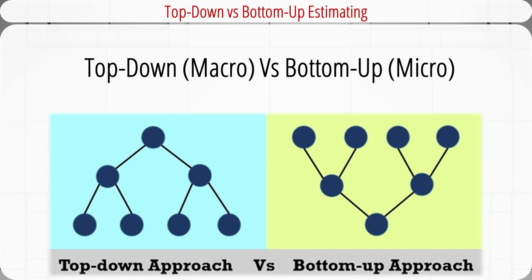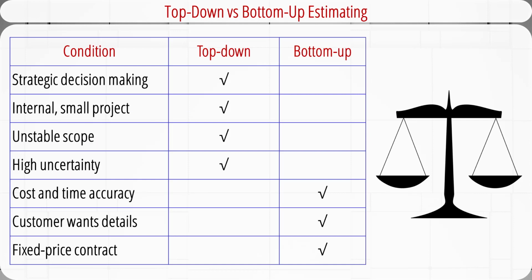Bottom-up estimates are typically performed by the people who are doing the actual work. They are also called micro methods. Micro estimating is usually more accurate than macro estimating. There are some conditions that suggest when one approach is preferred over the other.